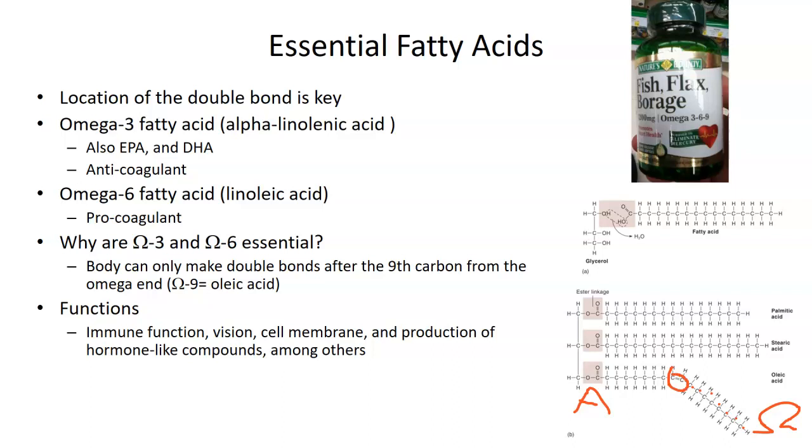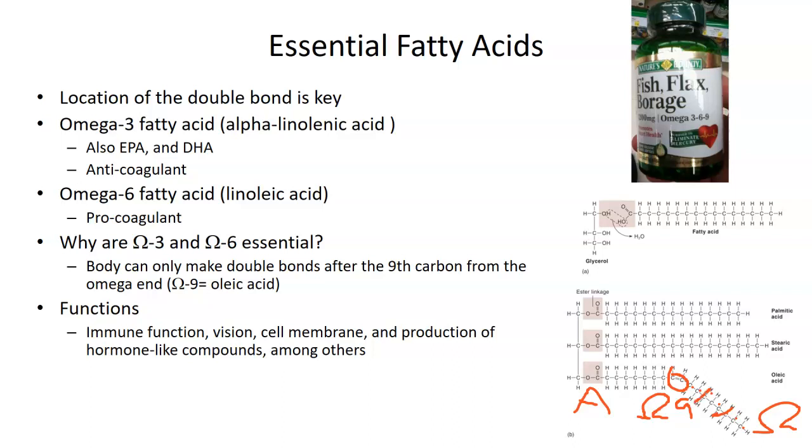And this is what a double bond looks like here. So if we count back on here, we notice there are 9 carbon molecules until we get to here. This makes this an omega-9 fatty acid. So that's how we would describe this fatty acid. So omega-3 would have the double bond here, and omega-6 would be up here, et cetera, et cetera. Now, here's what to keep in mind.